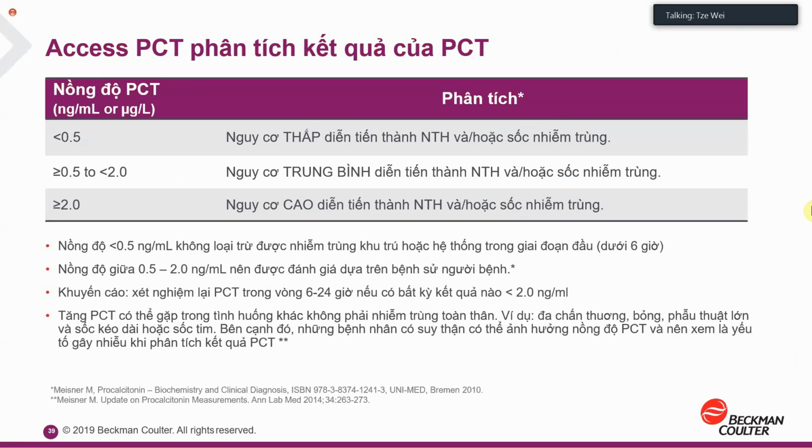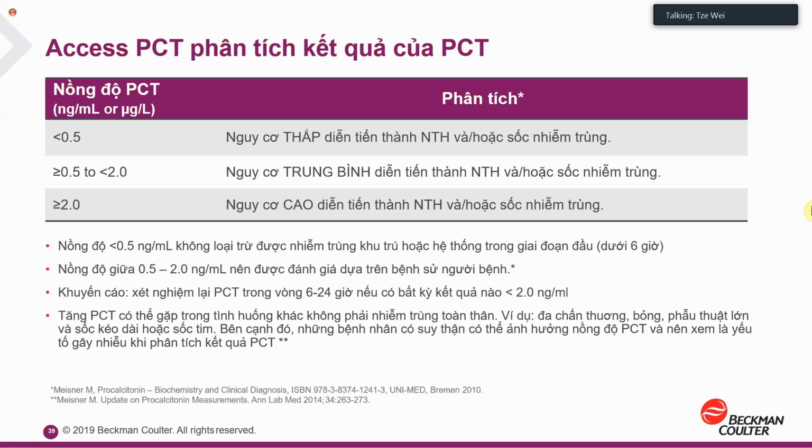I just want to again highlight the significance of 0.5 and 2. At 0.5, there's a low risk of severe sepsis and/or septic shock. But as a patient progresses towards 2 nanograms per mL or above, there is a high risk of severe sepsis and/or septic shock. And these are just some points to note when using the Access PCT.